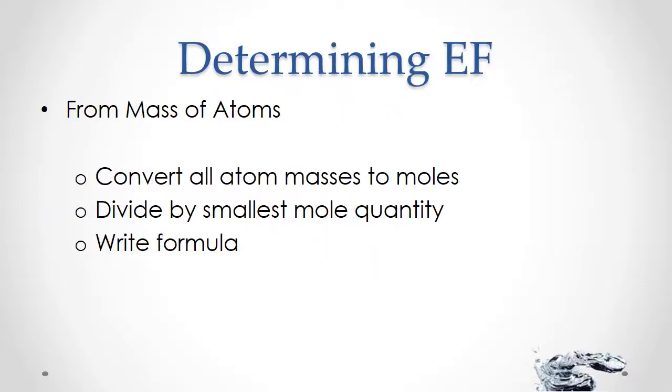We have 2 different ways of determining empirical formula. The first one that we're going to look at is determining the empirical formula from the mass of atoms. In order to do this, we need to convert all atom masses to moles. Once we are in moles, we're going to divide by the smallest mole quantity to get a whole number ratio.